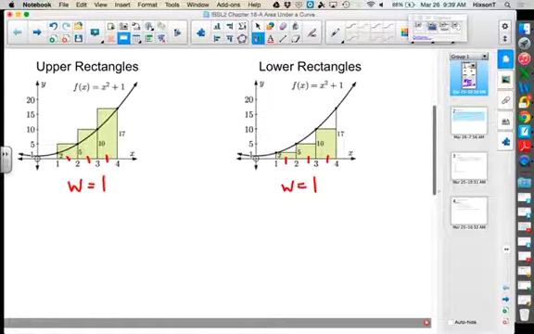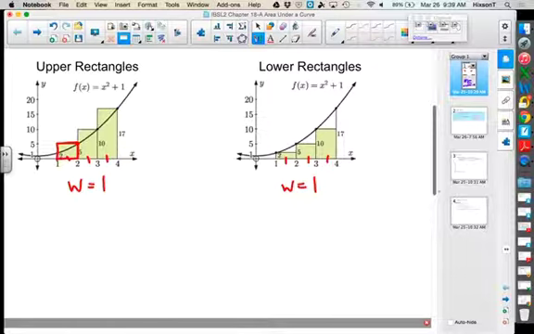The difference in these two methods is which side of the interval you're going to draw your rectangle up to. So for our upper rectangles, notice this is increasing. We're going to go to the higher side of the two. So in this case, on the right-hand side, it's higher. So I'm finding the area of this rectangle.